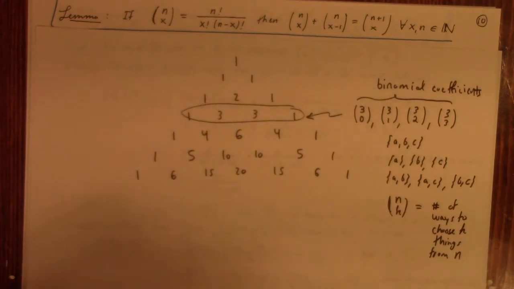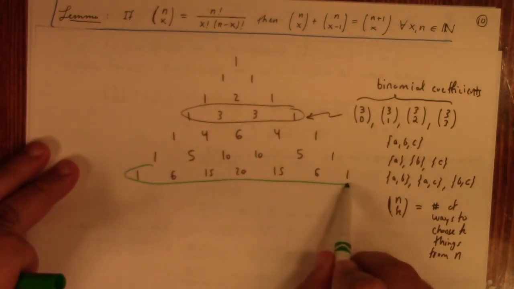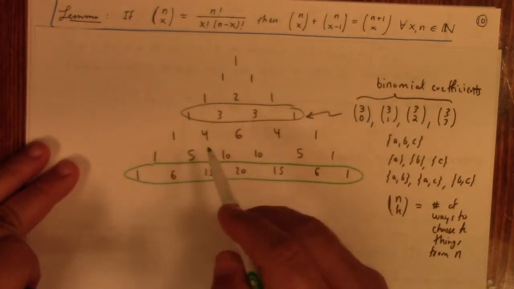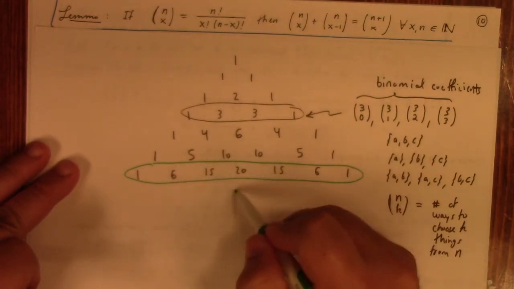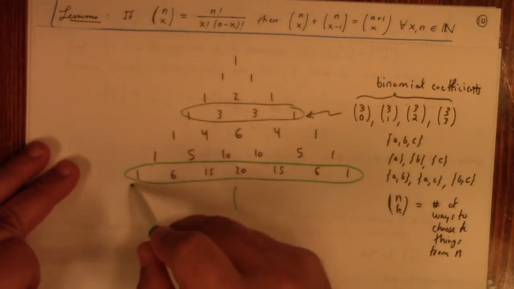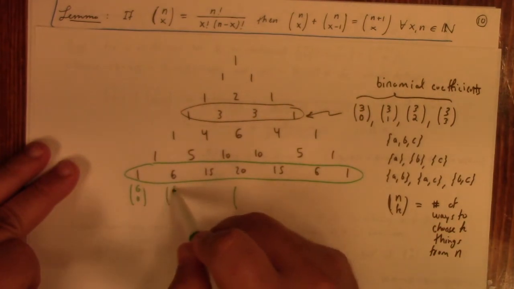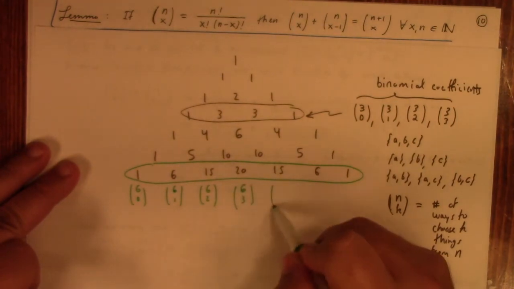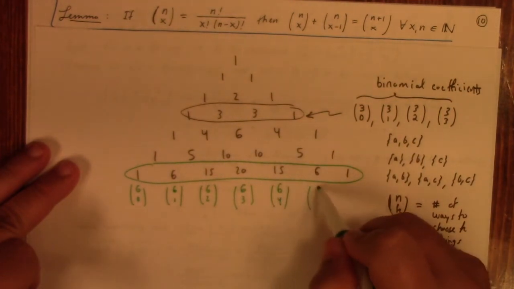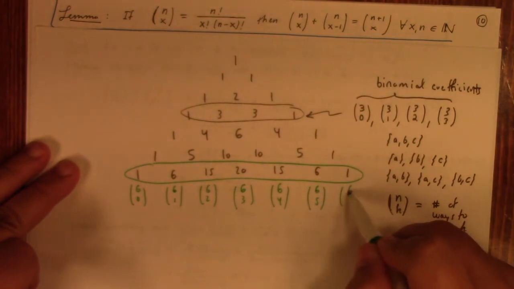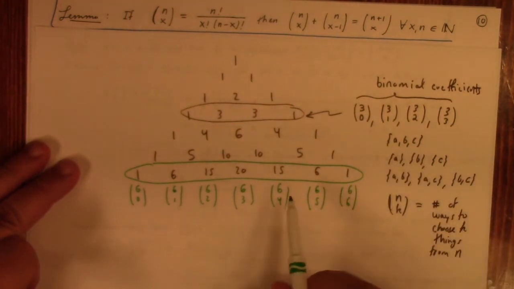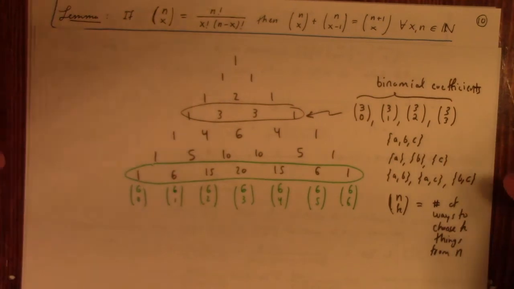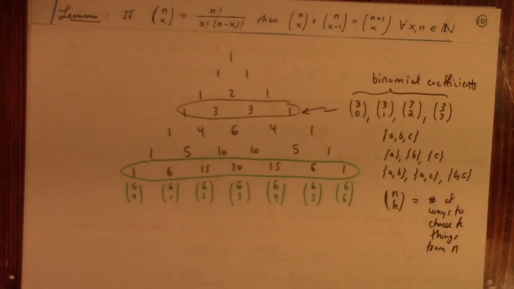Okay, so the last row here, this one, let's see here, that's 3, 4, 5, this is 6. So this says that this is 6 choose 0, 6 choose 1, 6 choose 2, 6 choose 3, 6 choose 4, 6 choose 5, 6 choose 6. You notice that there's a symmetry here between choosing 1 and choosing 5, or choosing 2 and choosing 4, which is kind of interesting in and of its own right. But yeah, there you go.